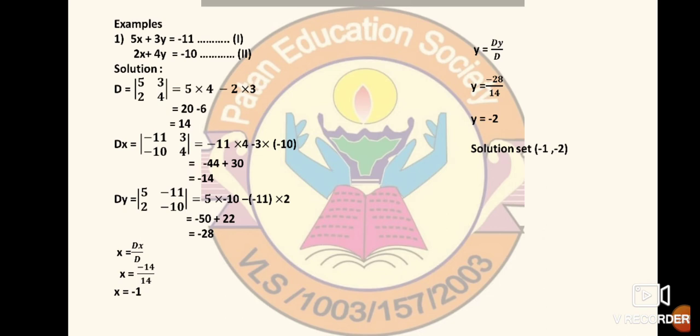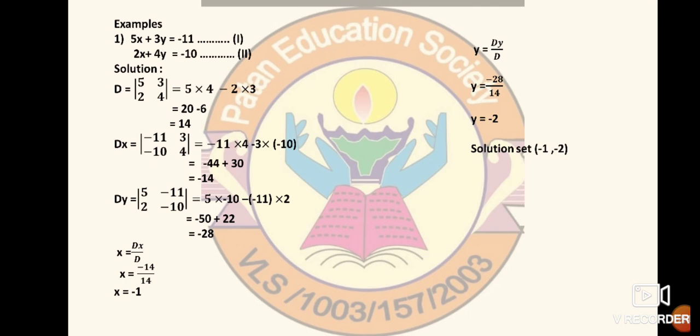that is 5, and 2 will be replaced by x, and then for dy, y will be replaced by the constants, that is negative 11 and negative 10. 5 into negative 10 minus, in bracket, minus 11 into 2. 5 into negative 10 will become negative 50, minus minus will become plus, and 11 2s are 22. Minus 50 plus 22 will become minus 28.